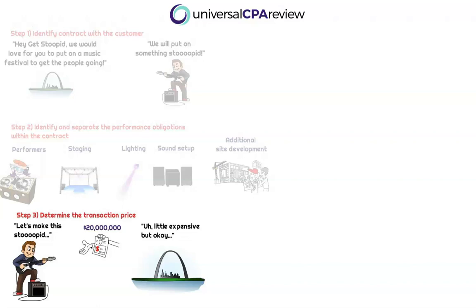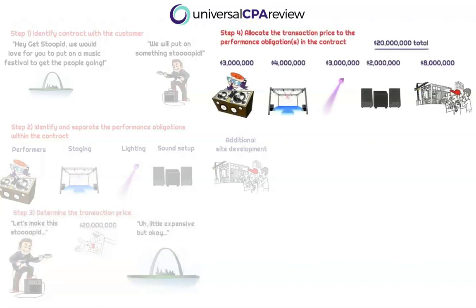This is going to be a crazy event. So now they can move on into step 4, which is how they're going to be recognizing this revenue, which is going to be based on allocating the price to the performance obligations in the contract. So if of these 5 performance obligations, let's say we're going to allocate $3 million to the performers. Let's say they charged $4 million to the staging, $3 million to the lighting, $2 million to the sound setup, and $8 million to the development.